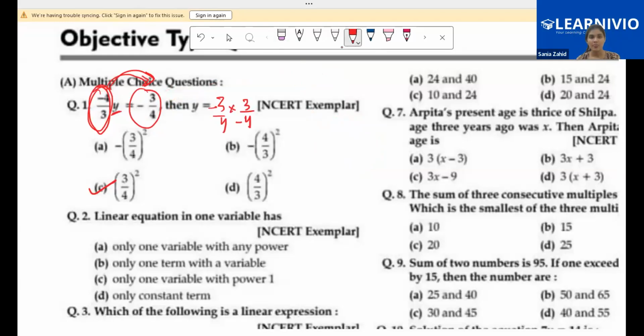Yes, ma'am. So what does it become? Ma'am, minus and minus sign cancelled. Now the answer can be 9 by 16 also. But you see, the answer is not 9 by 16 anywhere in the options, but you have 3 by 4 square. So can I write 9 by 16 as 3 by 4 square? Yeah, that is also correct. Yes, ma'am.